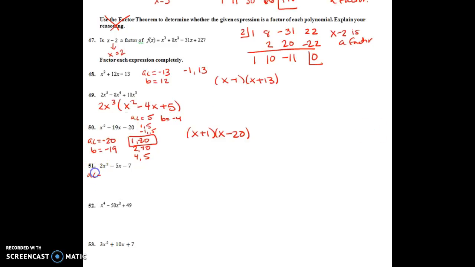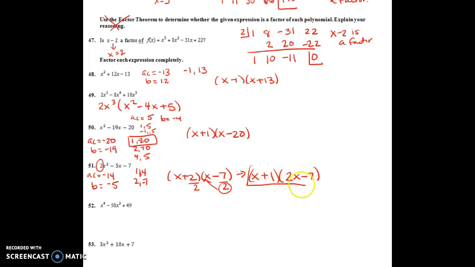Still do AC, so you get negative 14, and B is negative 5. So I'd have 1 and 14, 2 and 7, so we make it a negative 7, so x plus 2, x minus 7. But note that 2 here is your a, so you have to divide by a. So you get x plus 1, and then you bring your bottom up to x minus 7. So this bottom was brought up front to get my final answer.